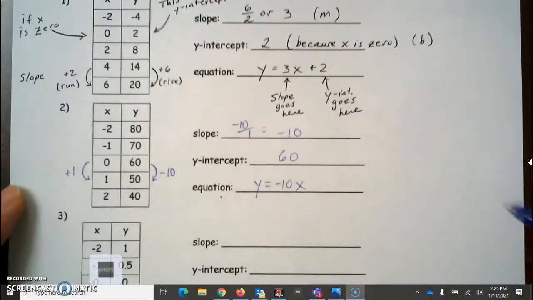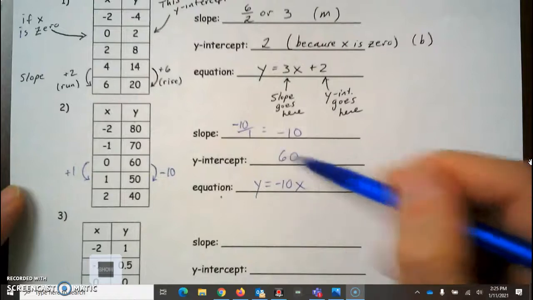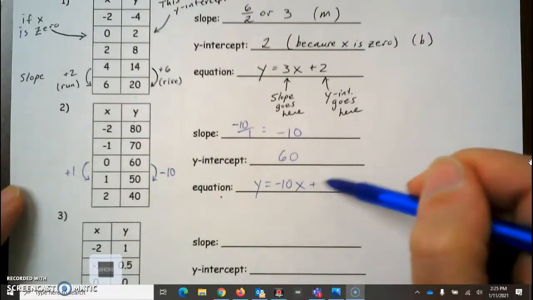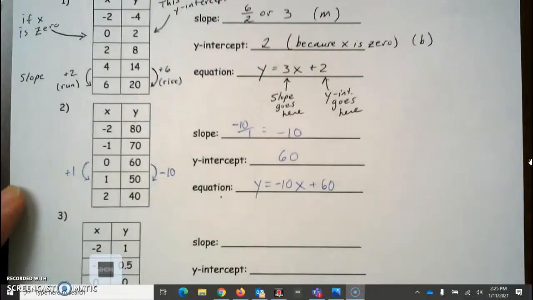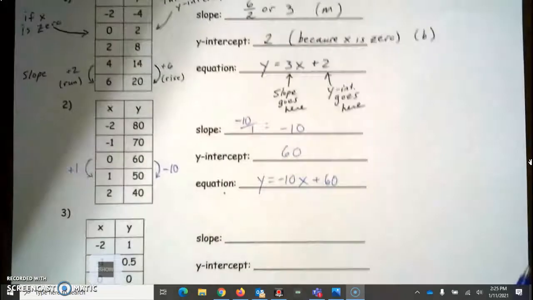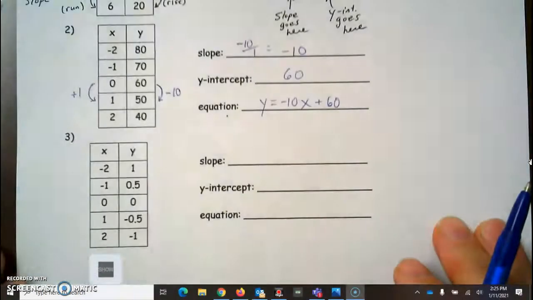Don't forget x, by the way. And b is this y-intercept number. Since it's positive 60, I'll put a plus there. Okay, moving on to the last example for the tables.